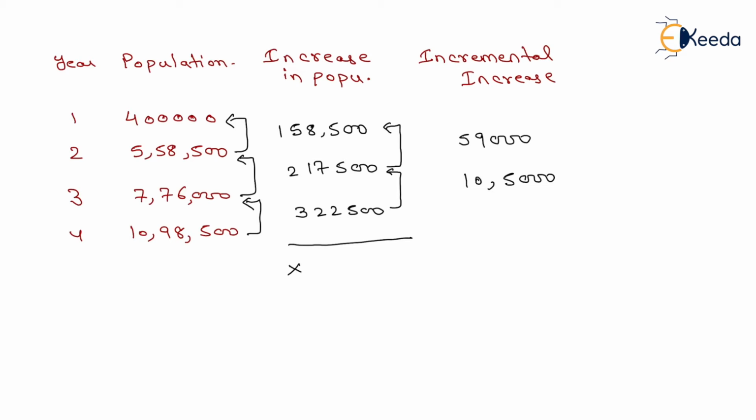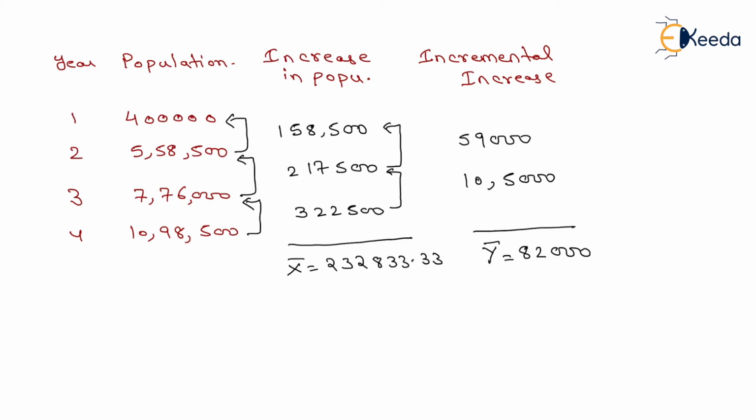For the x bar calculation, we need to add all these values and divide by 3, because the number of decades is 3. If you add all these values and divide, then x bar will come as 2,32,833.33. Similarly, if you add all these values and divide by 2, you will get the value 82,000. That will be the value of y bar. Now you have the values of x bar and y bar.